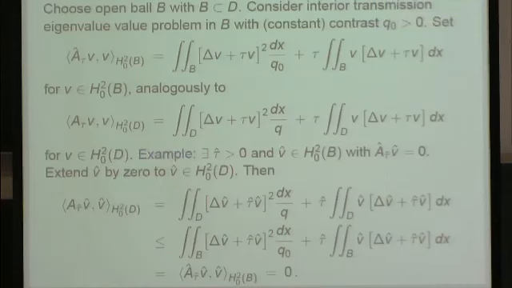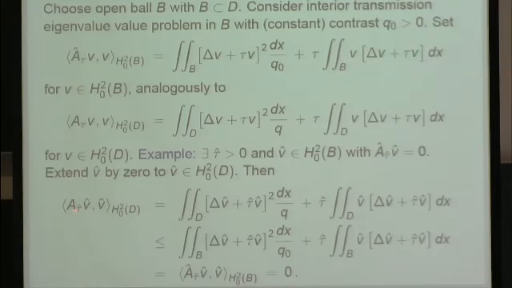So v hat has Cauchy data, directly Dirichlet data and Neumann data, 0 on the boundary of the ball. If you extend that by 0, then a standard argument from Sobolev space theory tells you the resulting extension is also in H2 of D, of the bigger region, right?